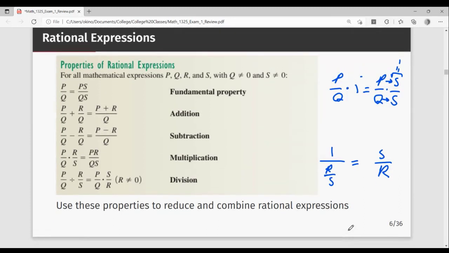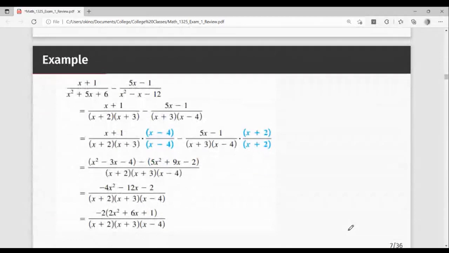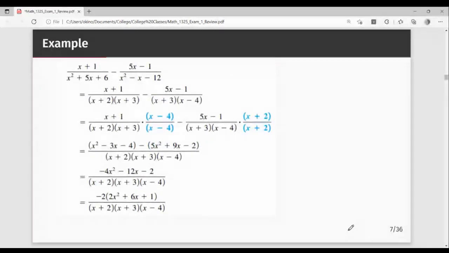So the goal of rational expressions is to use these properties to reduce and combine them. Let's look at this one example. It is a big example, but that was my goal: if we can solve these difficult problems, then you will be prepared for the test. So we're looking at x plus 1 divided by x squared plus 5x plus 6, minus 5x minus 1 divided by x squared minus x minus 12.